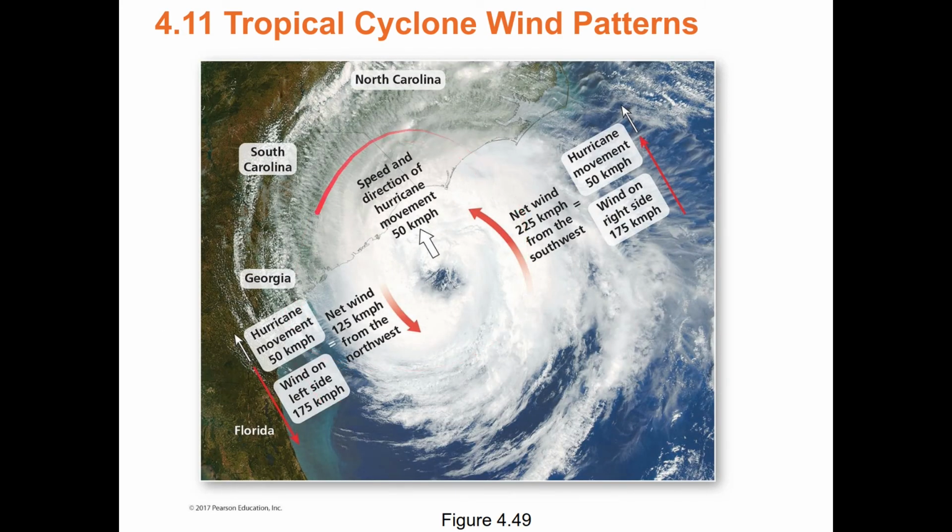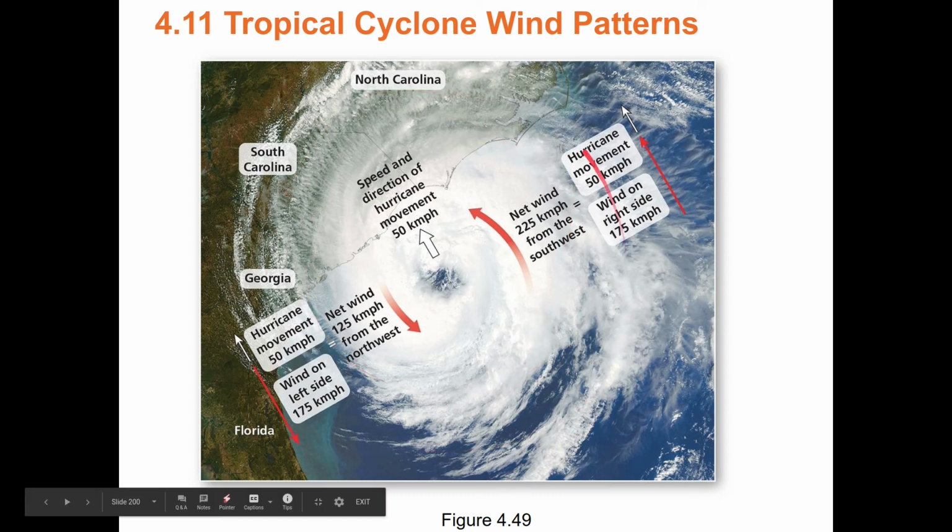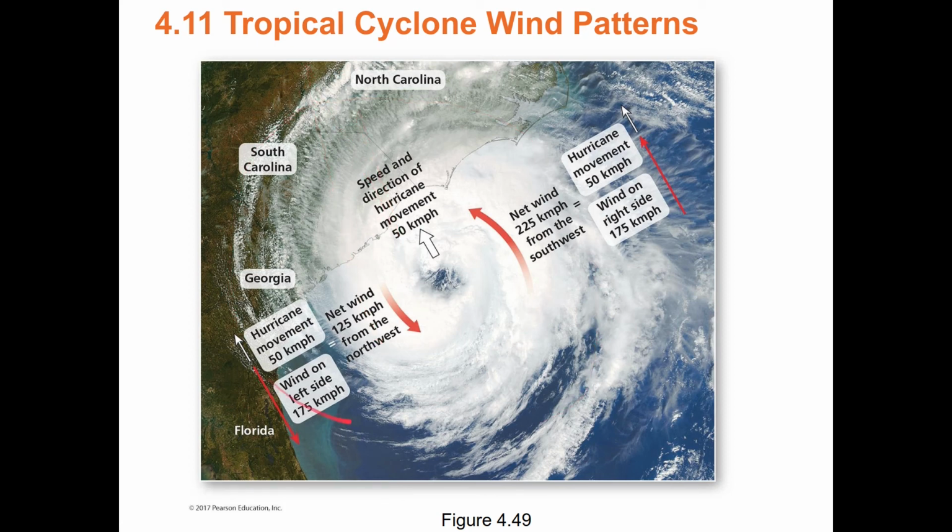Here we've got a hypothetical tropical cyclone. The whole thing is spinning counterclockwise and moving in this direction. So the front right corner is the worst, the most damaging, because of the speed and direction of rotation, going counterclockwise, and the speed and direction of movement. If it's moving that way and it's going counterclockwise, the winds on this side get added.